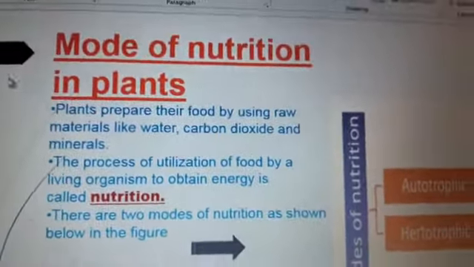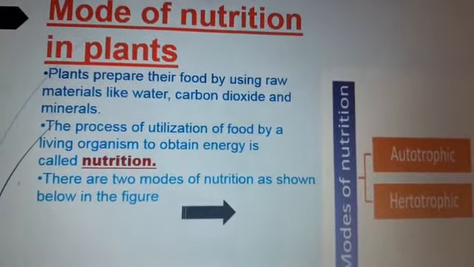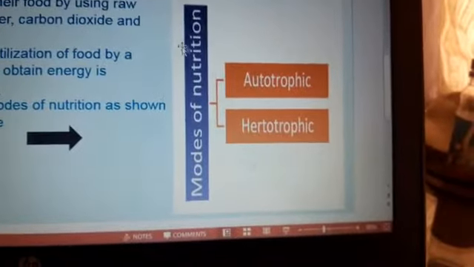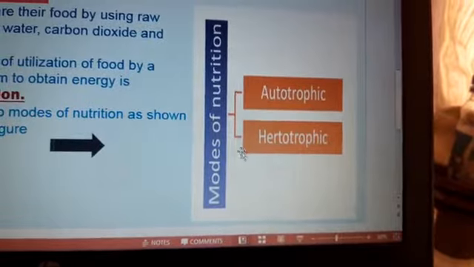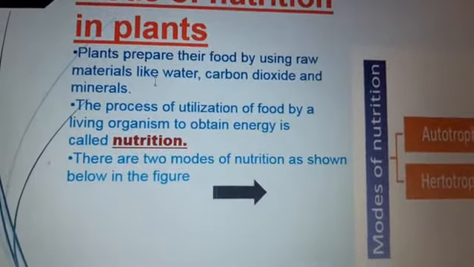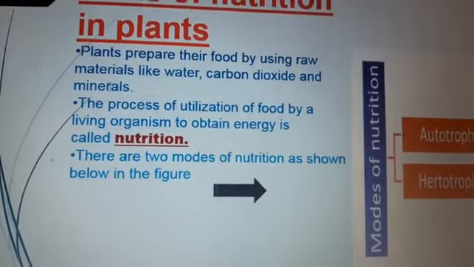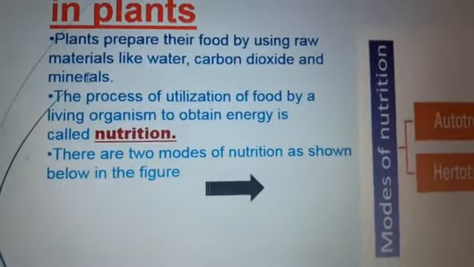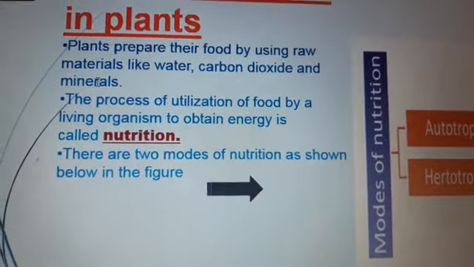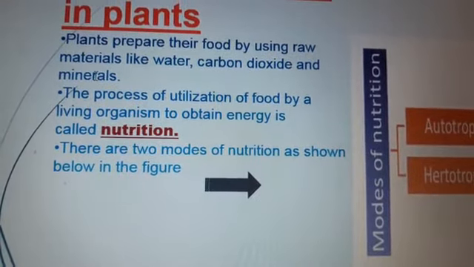Mode of nutrition in plants. There are two types of nutrition found in plants, as we can see in this diagram: autotrophic and heterotrophic. Plants prepare their food by using raw materials like water, carbon dioxide and minerals. We already know green plants prepare their food using water, carbon dioxide, minerals and sunlight.